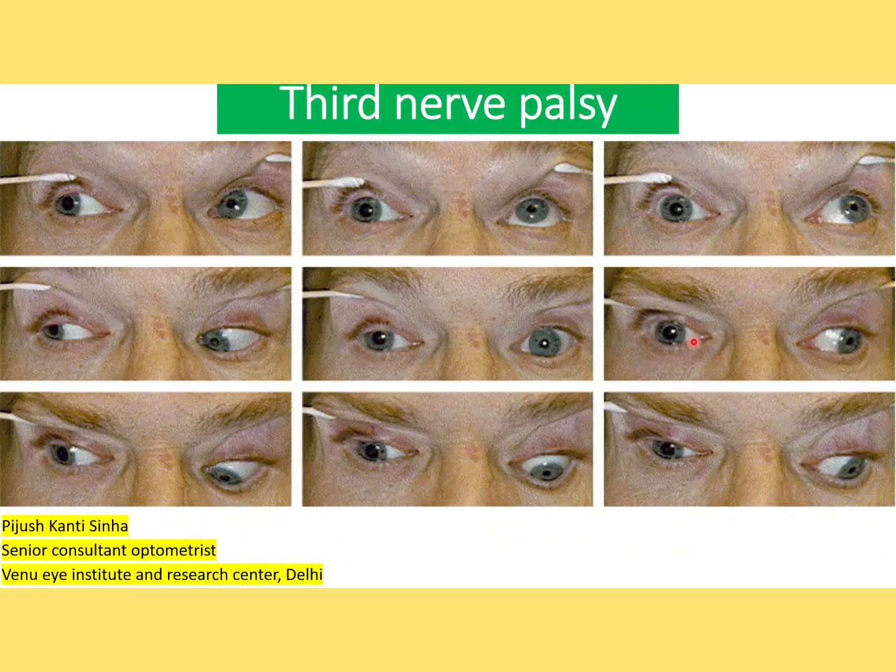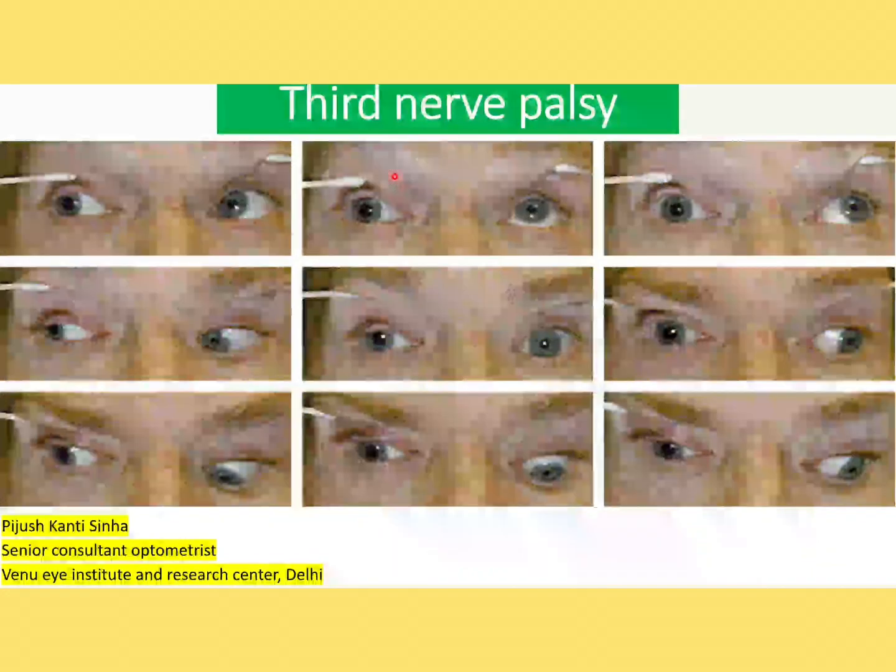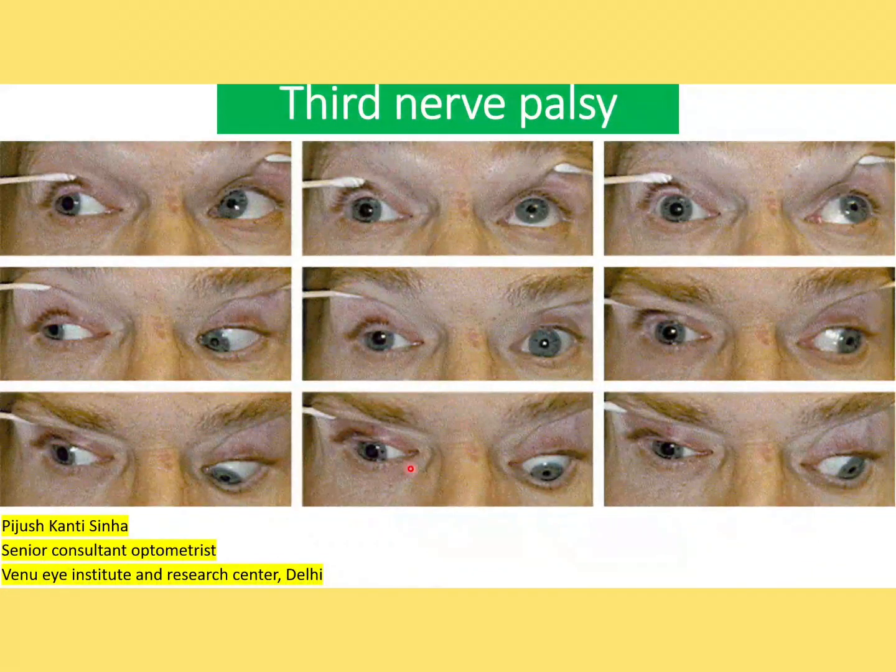That means the medial rectus muscle is not working, and when he wants to look upward, this eye is not looking up and also not looking down. So what issue happened in this patient that he is not able to move his eyes properly? That we will discuss in today's presentation.